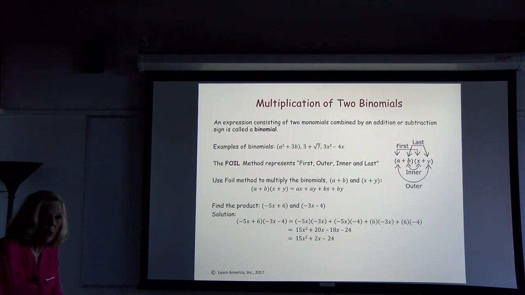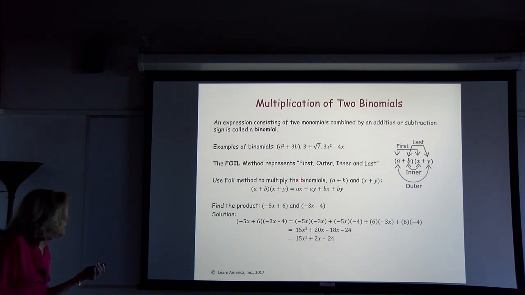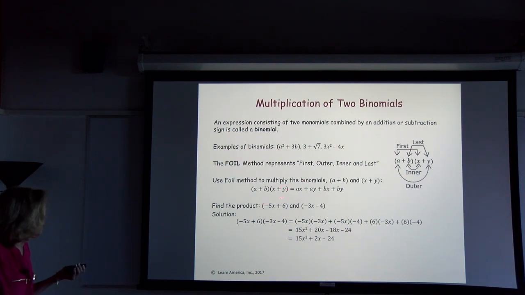Okay? Multiplication of two binomials. How many people have heard of foiling? Okay? And that represents the first times the first, the outer product, the inner product, and the last times the last. Some people use a box method. They set up a little box that's 2 by 2. Have you ever done it that way? And they multiply the area for those boxes and then they add them together. Most people, I think, are probably comfortable with the FOIL method.